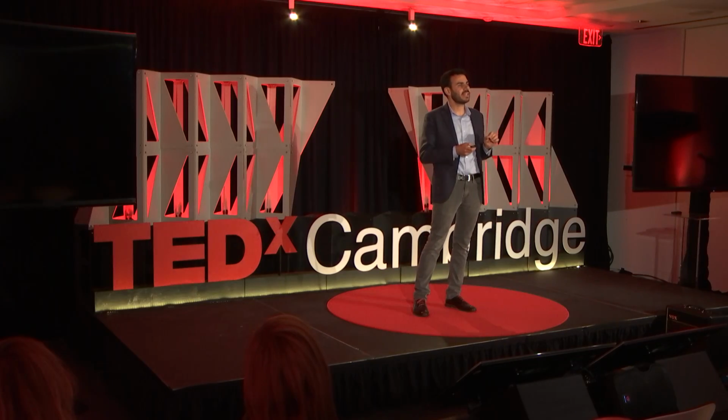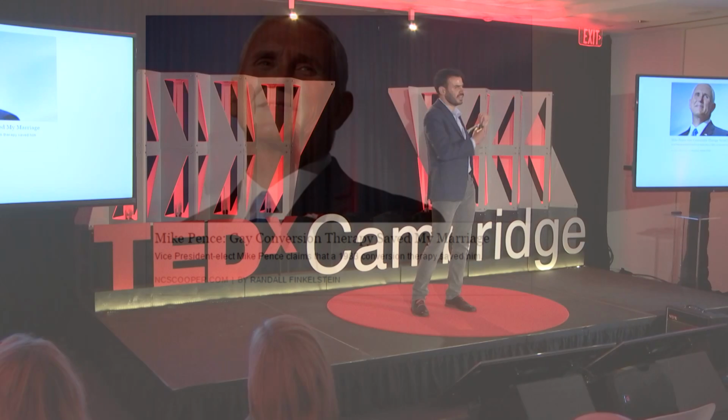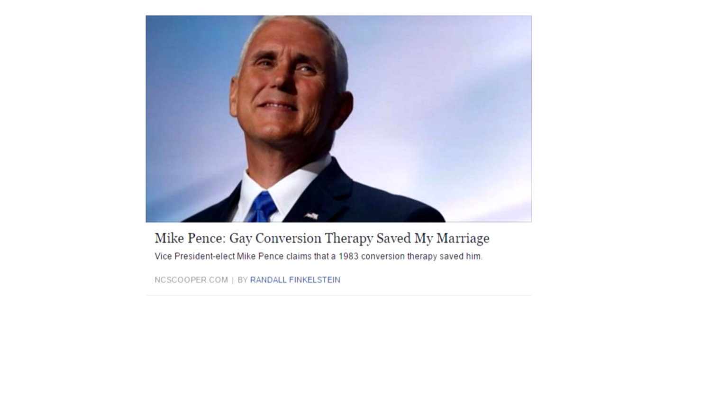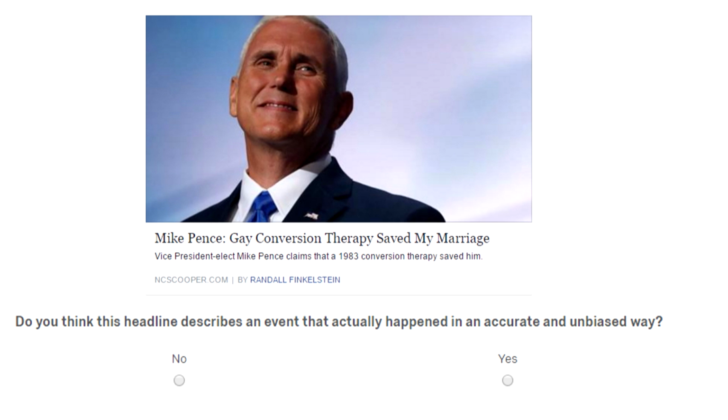Over the last 2 years, Gord and I have conducted over 40 studies surveying more than 25,000 Americans to understand what determines what people believe and what they share. For example, in one study, we asked over 1,000 participants to rate the accuracy of a series of true and false headlines, all of which actually appeared on social media. We presented the headlines just as they would have looked on Facebook, like this. And then we asked, do you think this headline describes an event that actually happened in an accurate and unbiased way? We only showed the headlines rather than the full stories because research suggests that on social media, most of the time, people only read the headlines anyways.